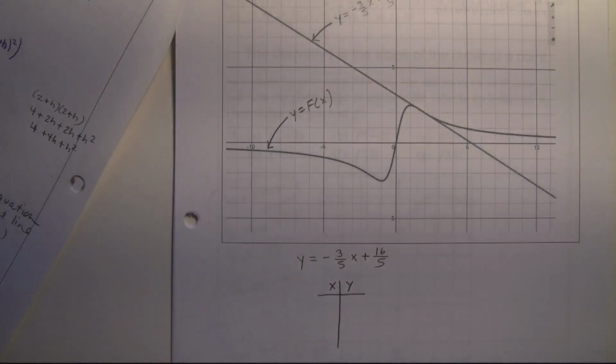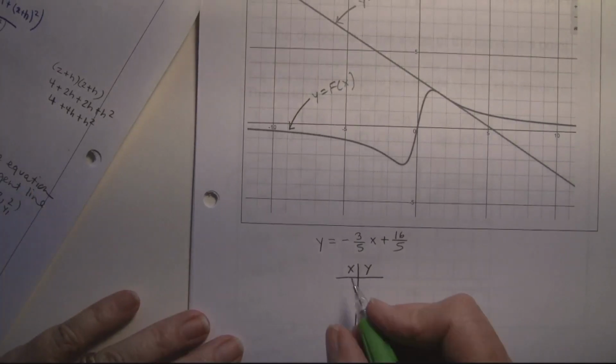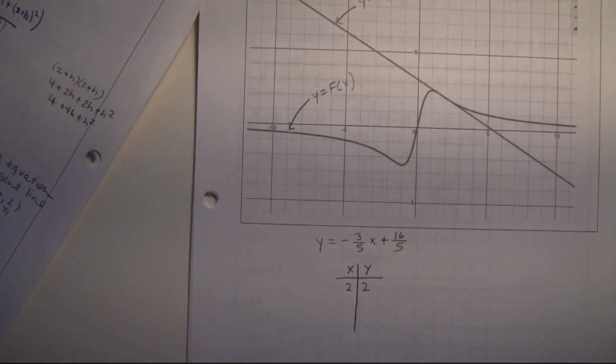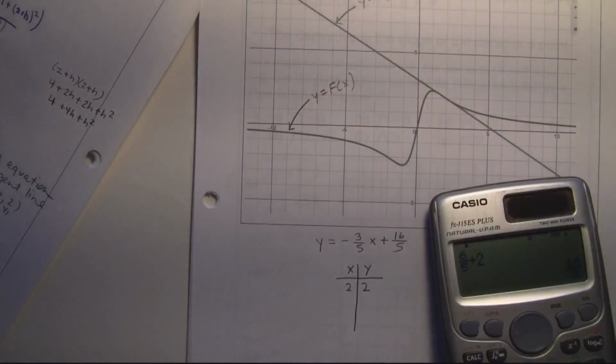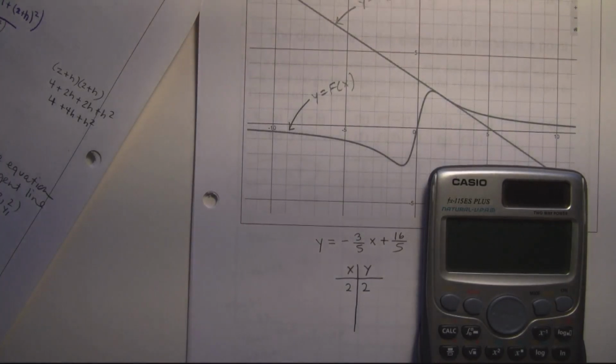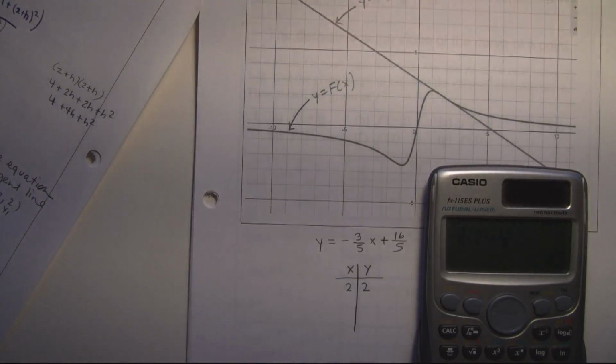One of the points you were given to start with was (2, 2), right? So if I put in 2 for x, I should get 2 for y. If that doesn't work, then there's a mistake. So I might as well give it a whirl and try it. Negative 3/5 times 2, plus 16/5, just to make sure. It gives me an opportunity to see if there's a mistake, or maybe things are going good. And when I hit equals, I do get 2.